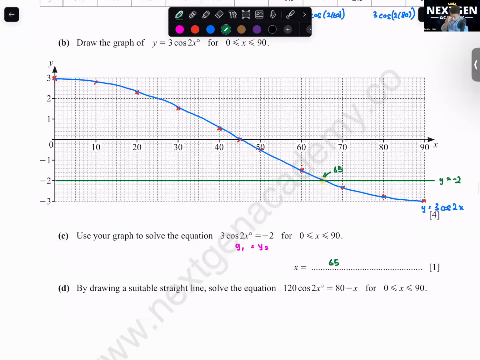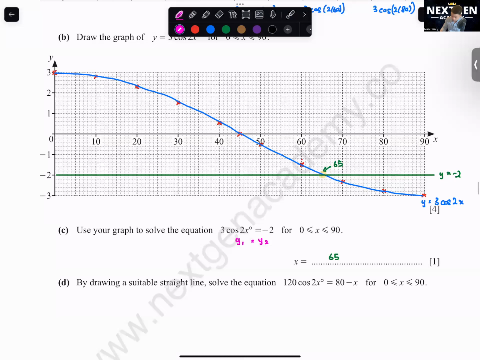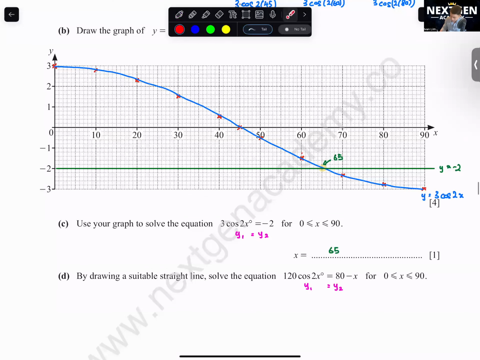The next one. By drawing a suitable straight line, solve the equation 120 cos 2x equals 80 minus x, for x from 0 to 90 degrees. This one is also the same concept, y1 equals y2. But the problem is that right now the left-hand side is not the equation of this graph. Yes, 65 to 67 can.